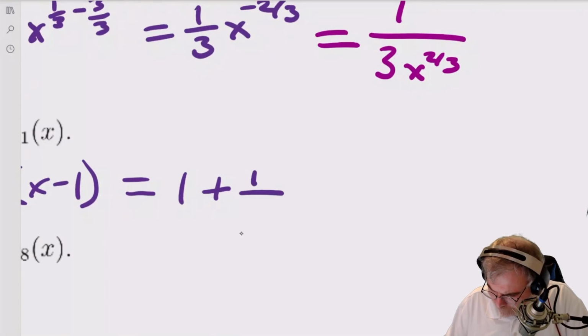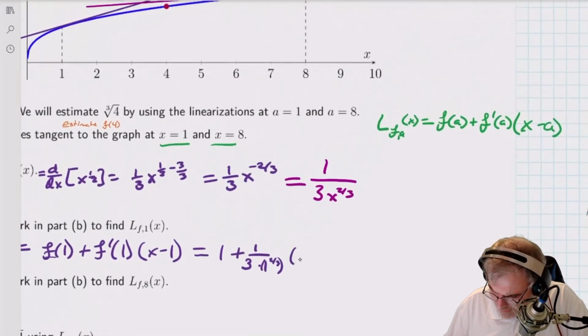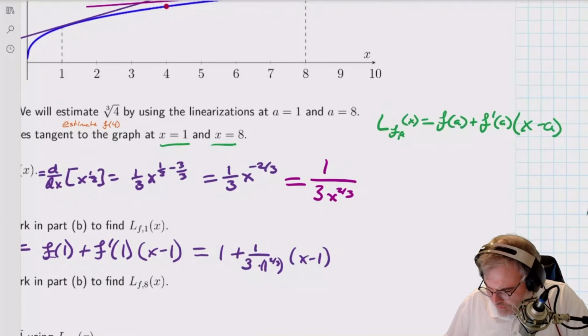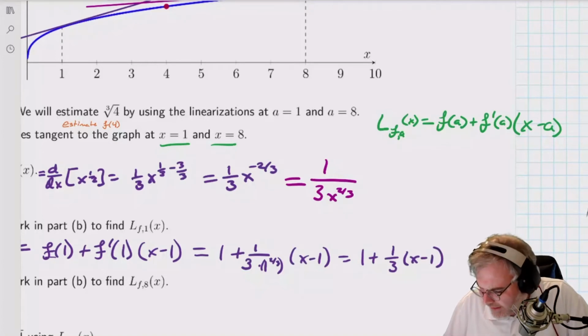One over 3x to the 3 times 1 to the 2/3, times, of course, x minus 1. And 1 to the 2/3 is a nice little convenient number. That's 1. So I get 1 plus 1/3 times x minus 1. And I'm going to leave it like that. I could simplify it, but I'm just going to leave it there.